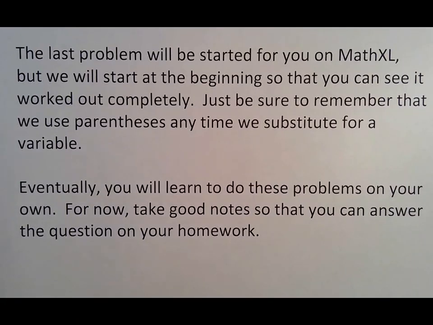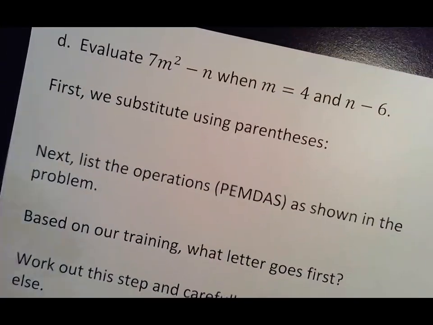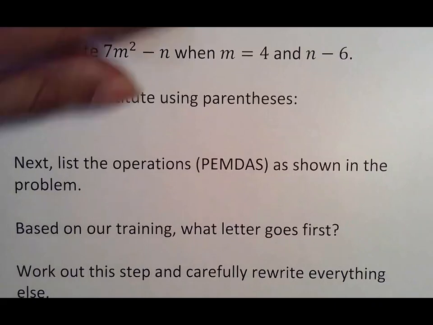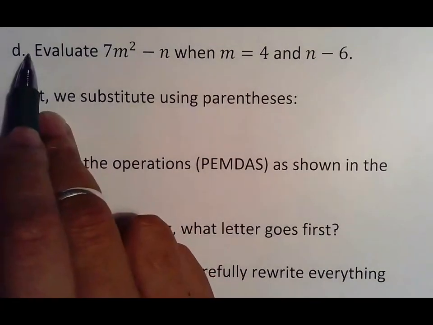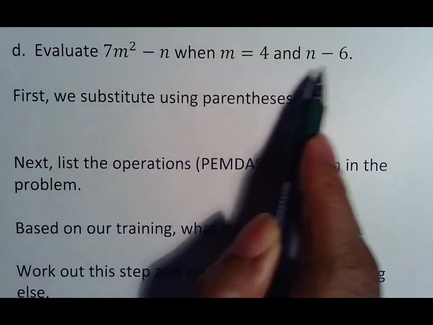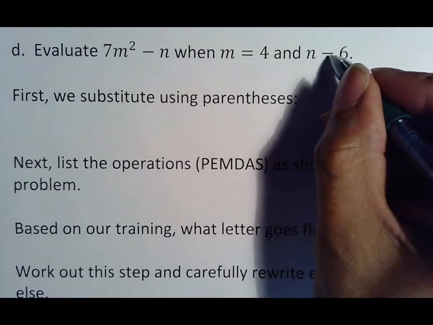Just be sure to remember we use parentheses every time we substitute for a variable. Eventually you'll do these problems on your own, but for now just take good notes so you can use them on your question when you see it at homework. So the last question of the day is a little tougher, but again, it's not bad. Evaluate, which means find the value of 7m squared minus n when m is equal to 4 and n is equal to 6.